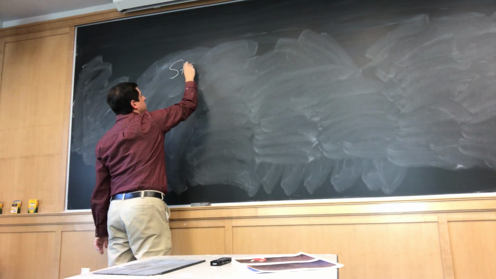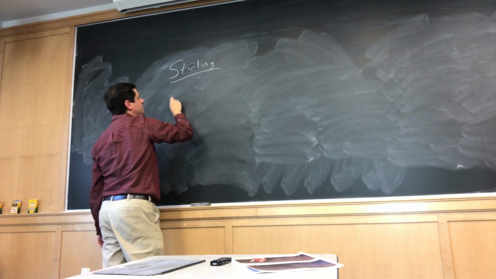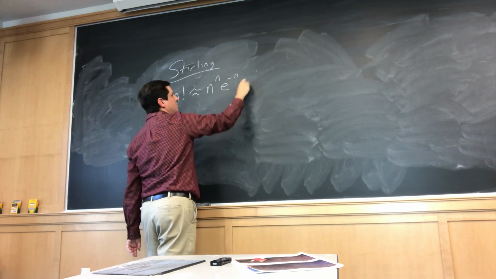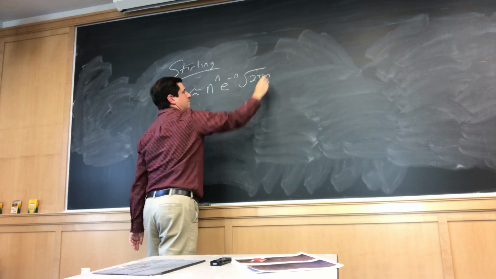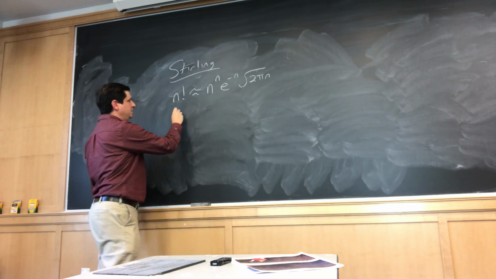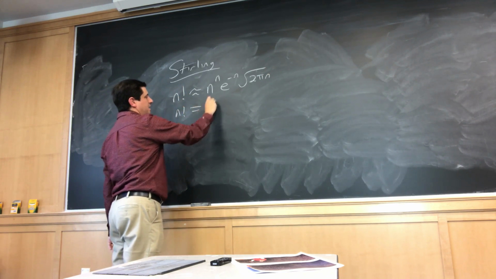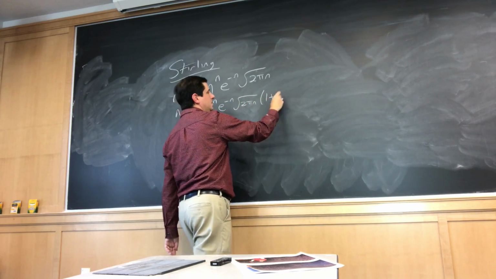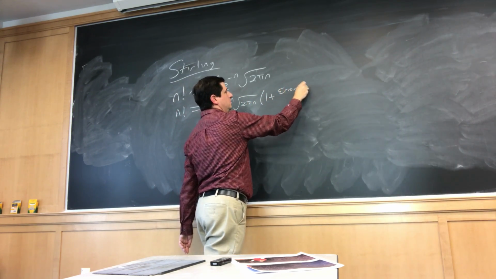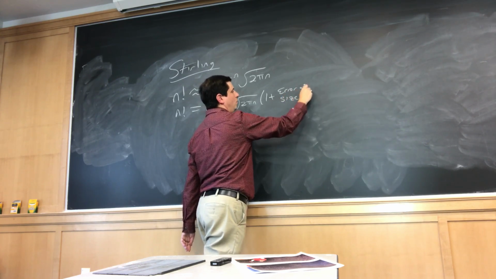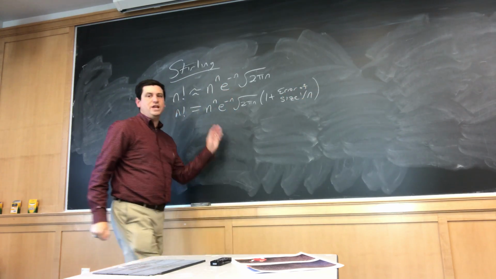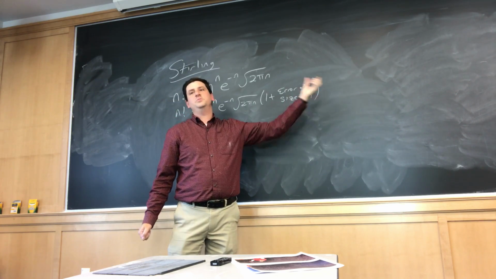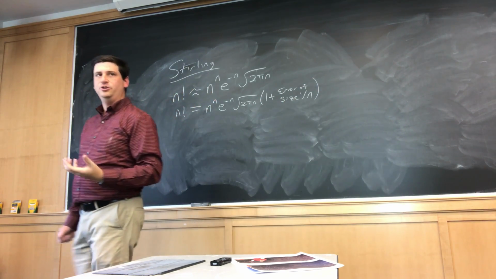And Stirling, which we've seen a few times, is n factorial is approximately n to the n e to the minus n square root of 2 pi n. A little bit more accurately, n factorial is n to the n e to the minus n square root of 2 pi n, 1 plus an error of size 1 over n. And in fact, you can have an expansion going on and explicitly write down what is the 1 over n term. The next term is of size 1 over n squared and 1 over n cubed.